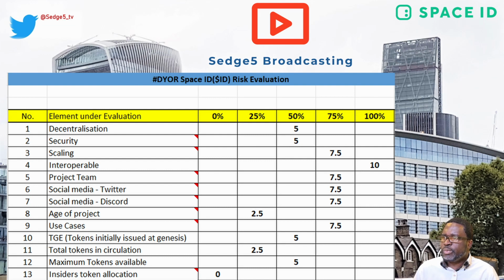And tokens issued at project launch, 5 points out of 10. Tokens in circulation at the time of recording, 2.5 points out of 10. Maximum tokens available at 2 billion, it's 5 points out of 10. Inside the token allocation at 80% plus, we are going to give Space ID 0 points out of 10 to reflect the risk of insiders dumping on the wider public or wider retail investors.